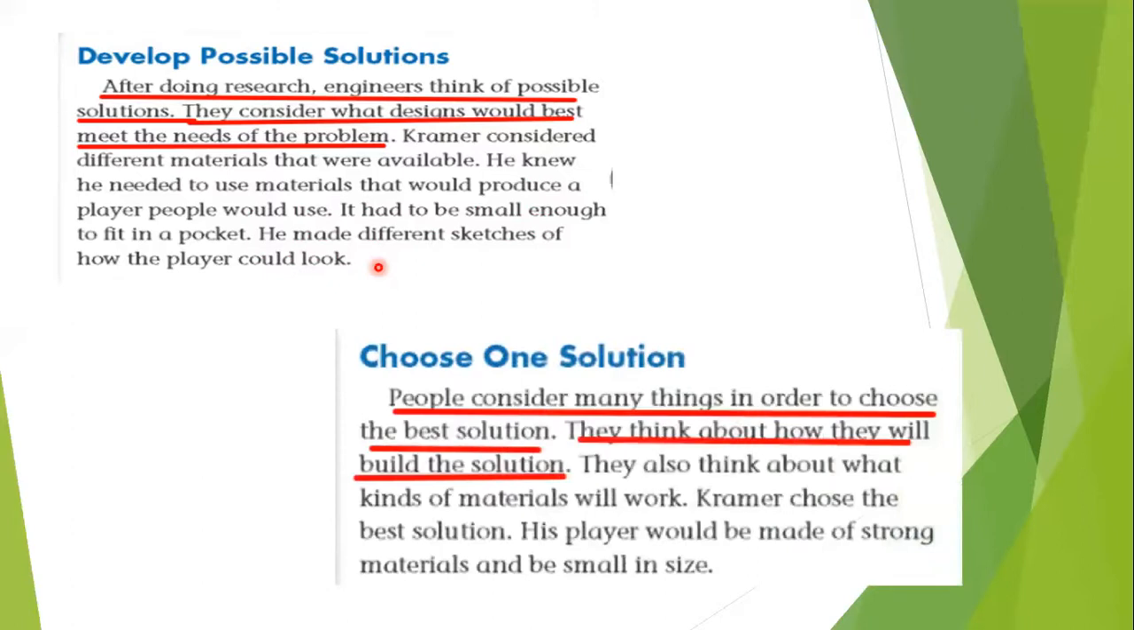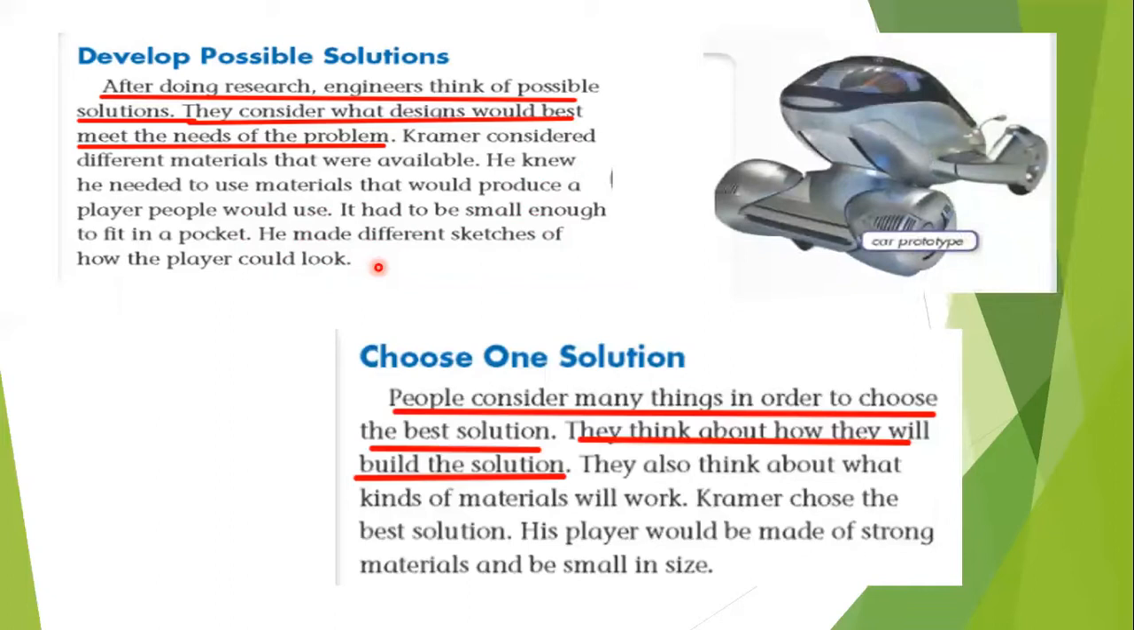Choose one solution. Step number 4. People consider many things in order to choose the best solution. They think about how they will build the solution. They also think about what kind of material they will work with. Kramer chose the best solution. His player would be made of strong materials and small in size.